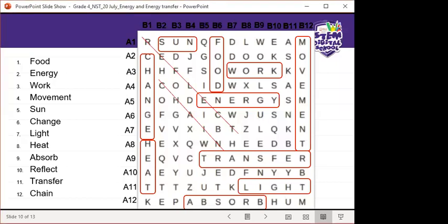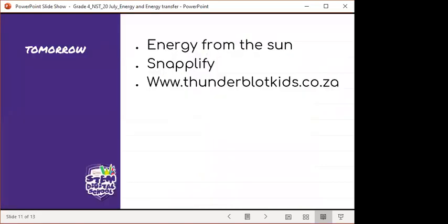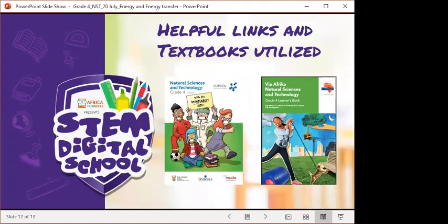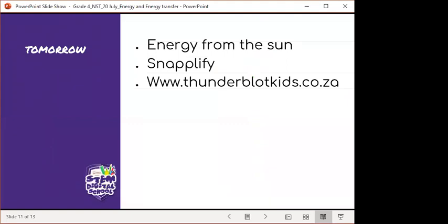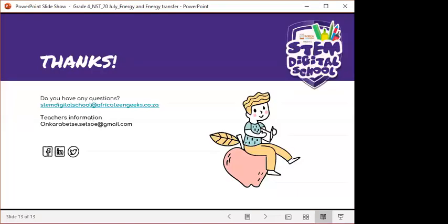Okay, guys, you do need to know every definition of all these words that are appearing on the screen right now, and make sure that you understand all the words. All right, so we are done with our crossword puzzle, and tomorrow we'll be looking at energy from the sun. Remember, you can get the textbooks from Snaplify as well as the thunderboltskids.co.za website. These are the textbooks that I used for this lesson, and this is what we'll be doing tomorrow.